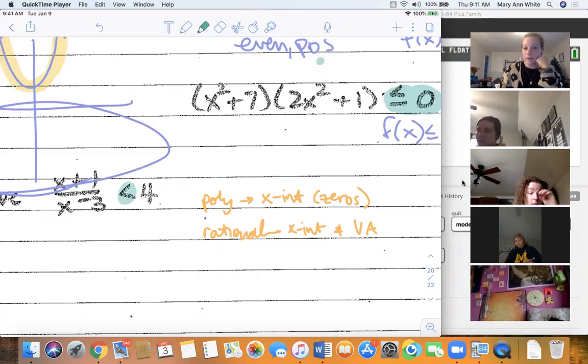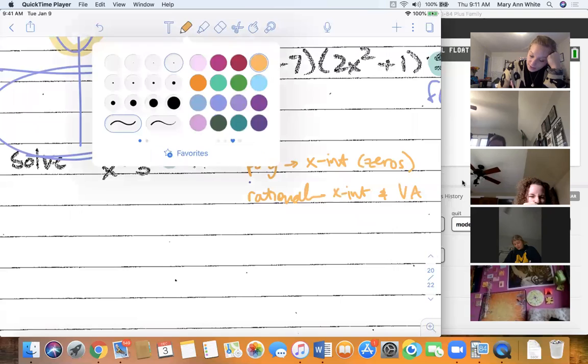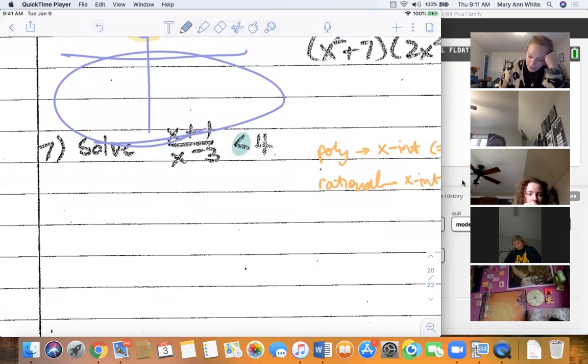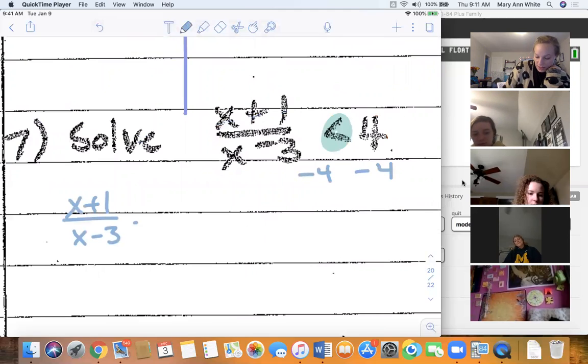So in order to solve this, we need to move everything to one side and get it all in one fraction. So a lot of the first couple of steps are not even pre-calc steps. They're like algebra 1 steps. So I've got (x + 1)/(x - 3) is less than 4. So the first thing I want to do is subtract that 4 over here. So I've got (x + 1)/(x - 3) - 4 is less than 0. Okay, easy stuff.